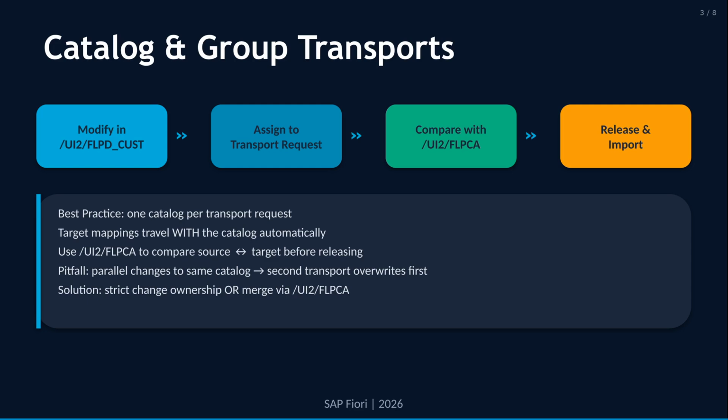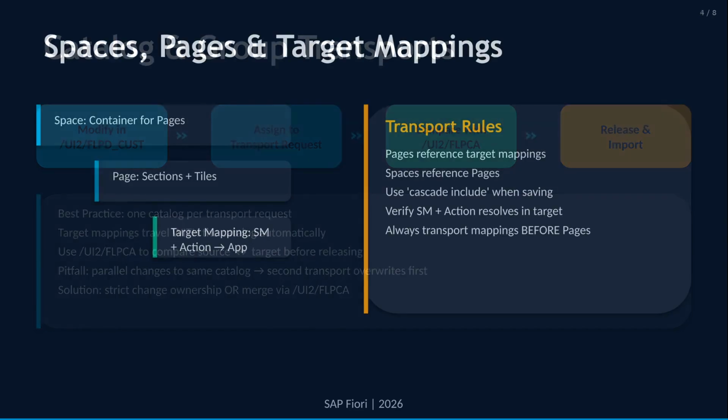A common pitfall is the delta versus full snapshot question. By default, the system transports the entire catalog. If 2 developers modify the same catalog in parallel, the second transport overwrites the first. The solution is either strict change ownership, one person owns each catalog at a time, or using the /UI2/FLPCA content aggregation tool to merge changes before transport.